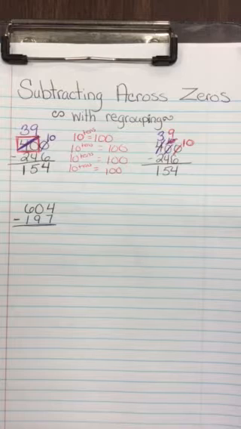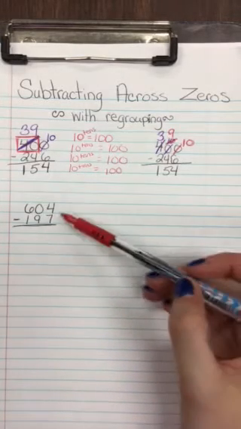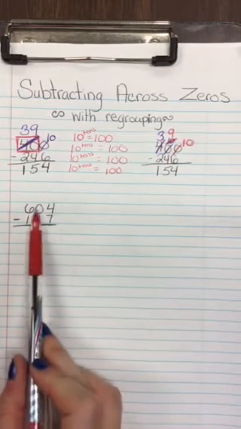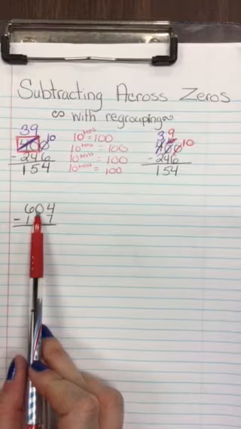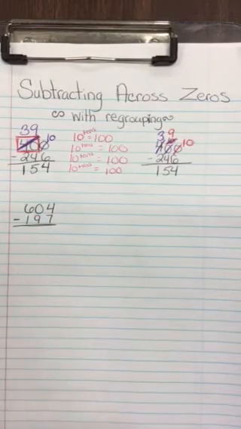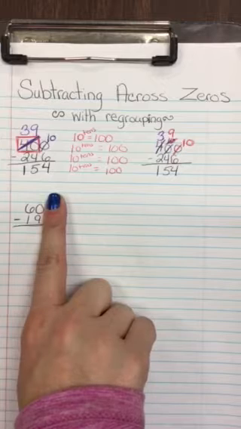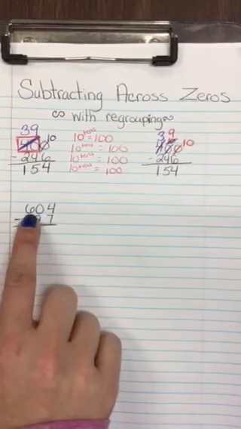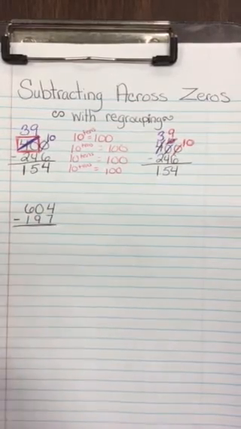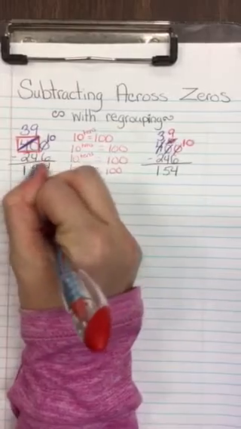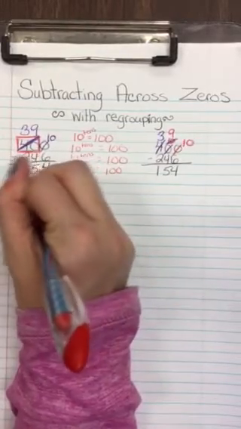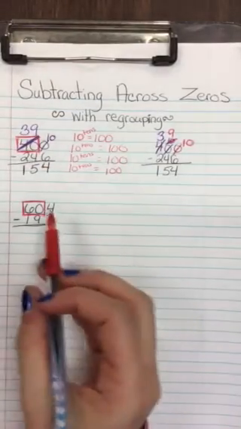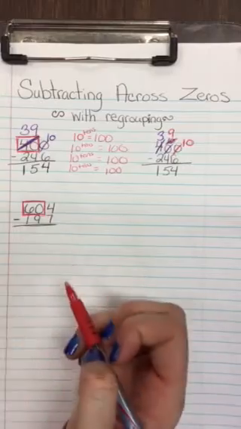Okay, so I'm going to start out looking in the ones place. I have 4, but I can't take away 7, so I'm going to have to regroup. There's nothing in the tens place for me to take, but I know that 600 is the same thing as 60 tens. So essentially in this problem I have 60 tens and 4 ones. So I'm going to box this in to remind myself that 600 is the same thing as 60 tens, and then 604 would be 60 tens and 4 ones.